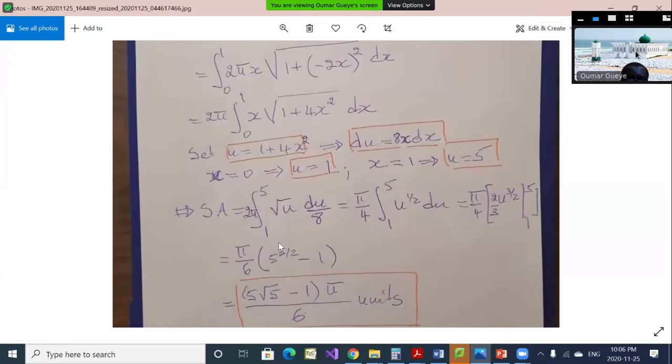As is known, this is just equal to 5 root 5. And exactly what I did for 1 to the power 3 by 2, if you use it again here, you will get 5.